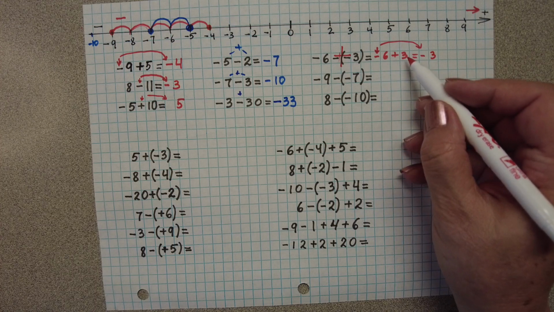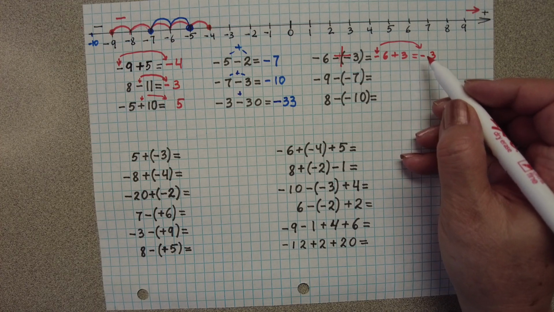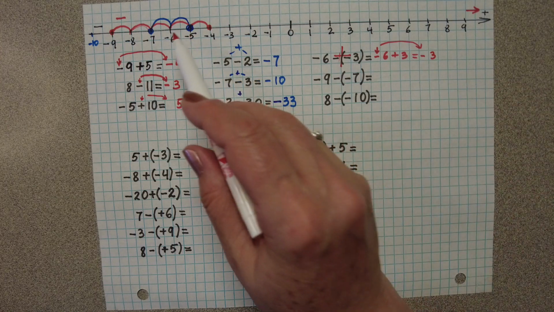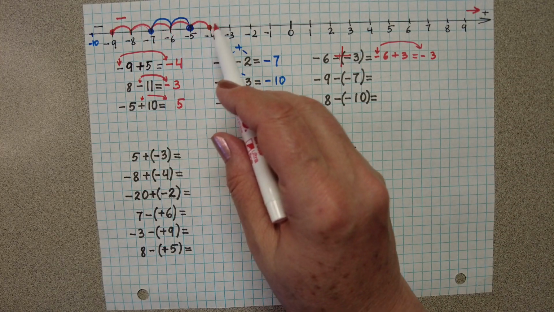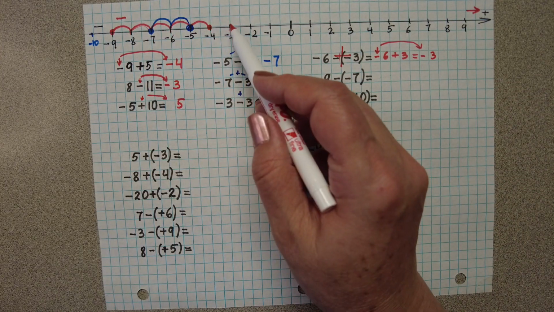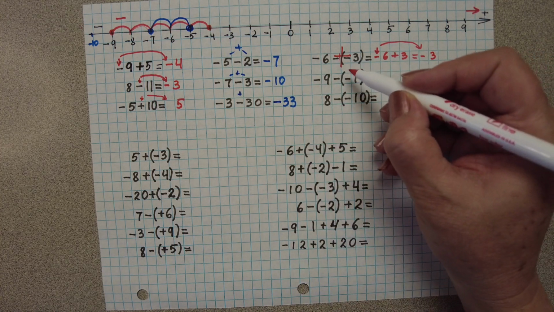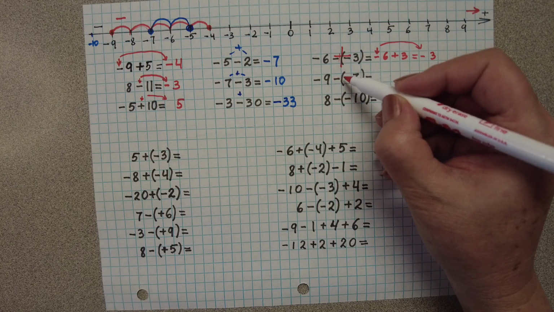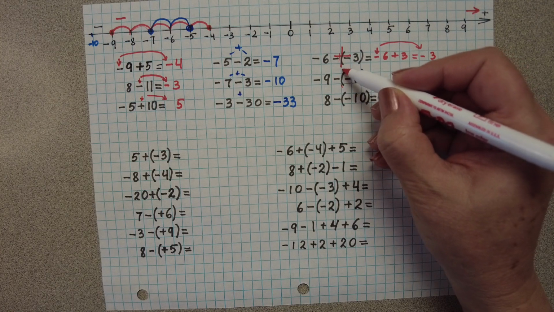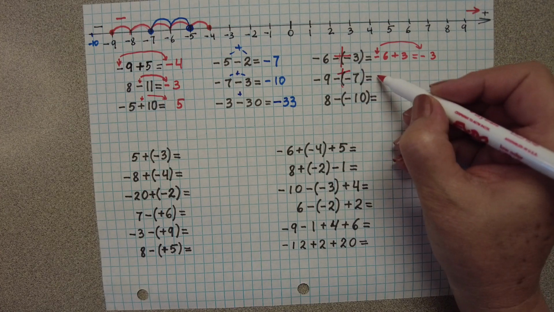Negative 6 plus 3 equals negative 3. Right here, negative 6, 3 more, you come to the right because you add, you will land on negative 3. This one again, remember, minus, parenthesis, minus becomes plus.